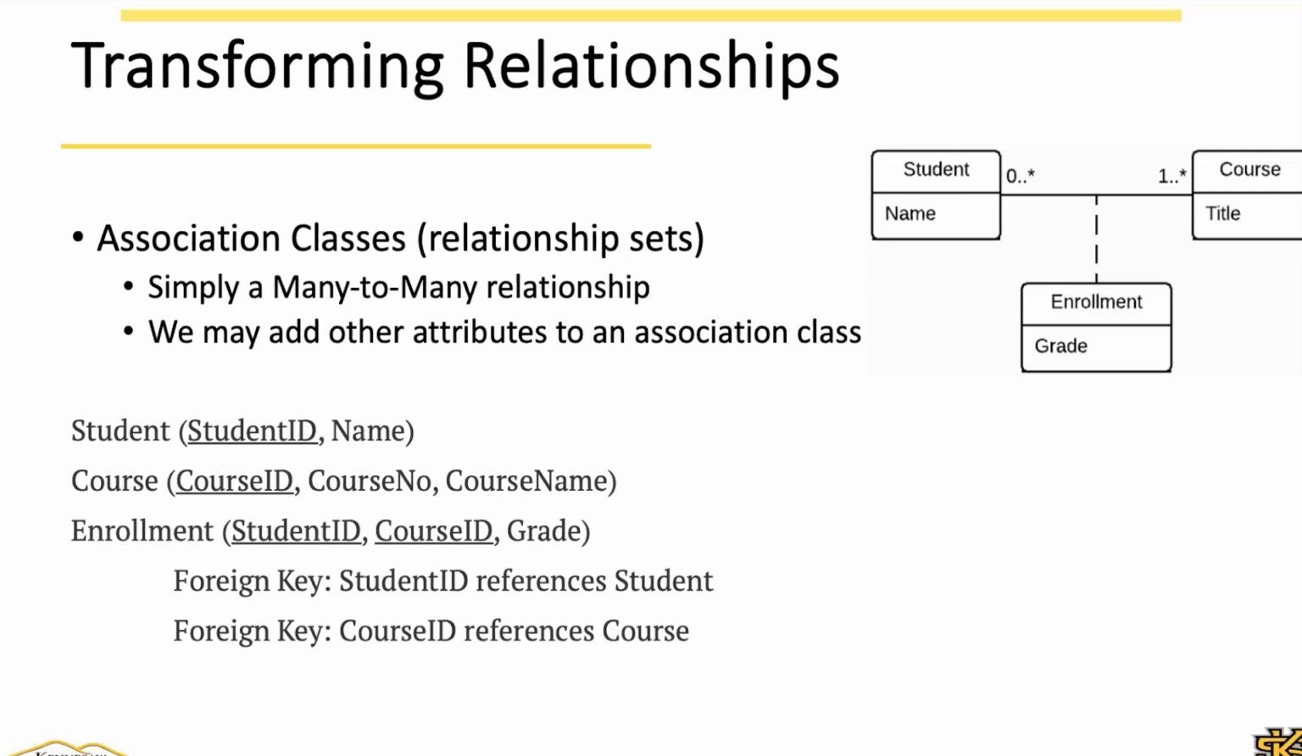So here is how you can transform this conceptual design into a relational schema. The first one, a student table. The student class will become a student table with attributes like student ID and name. The course table, the second one. Similarly, the course class will become a course table with attributes like course ID, course number, and course name.